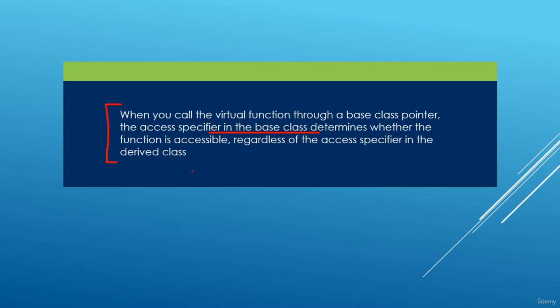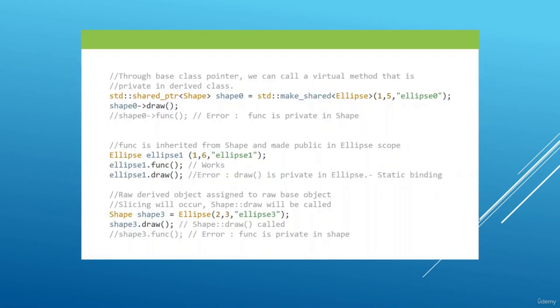If the access specifier in the base class is public, you're going to be able to access your method regardless of the access specifiers you have in your derived class in your inheritance hierarchy. This is the idea I am trying to drive home here. Okay, here is a simple example to try and drive this home.